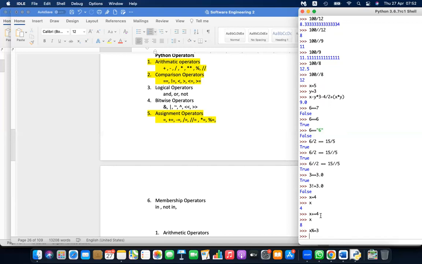Dividing by 2, what is the remainder? 8 divided by 2, remainder is? 4. Sorry, 8 divided by 3. 8 divided by 3. What is the remainder? 2.6.